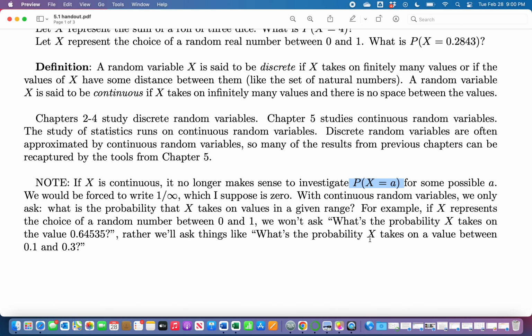Instead, we think about this. What's the probability my random variable takes on a value between, like, say, 0.1 and 0.3, or between 0.4 and 0.8, whatever. So instead of thinking about taking on a single value, we'll think about an interval of values. What's the probability x lives between a and b, as opposed to what's the probability x is a?